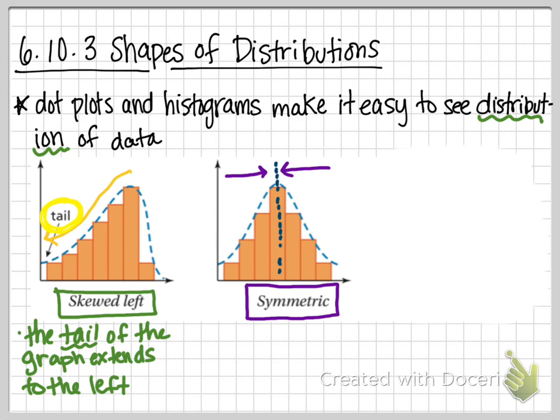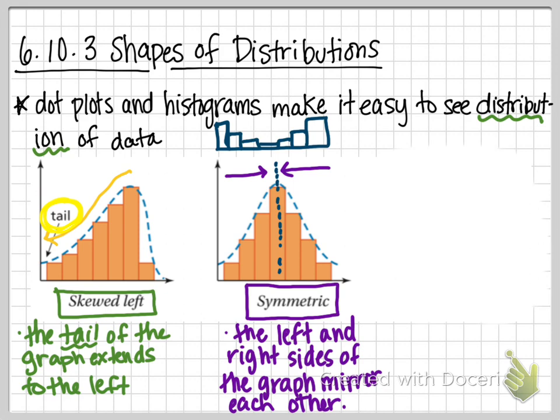A symmetric distribution can also sort of look opposite this, where maybe you have the high points on the ends, and then the data is distributed toward a low point in the middle. This is also symmetric. But basically you have a middle point that's either the highest or the lowest point, and on either side of that point, the data is fairly similar. Okay? Like I said, it doesn't have to be exact, but it's fairly similar. So the left and right sides of the graph mirror each other for a symmetric distribution. I'm going to erase that.